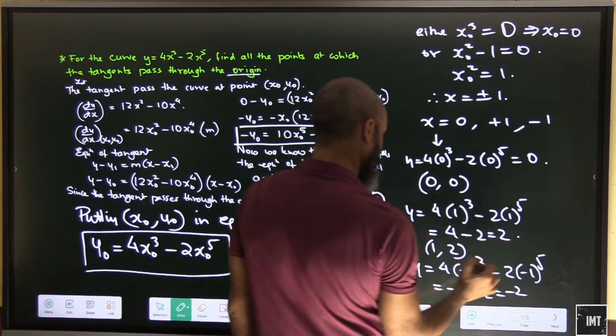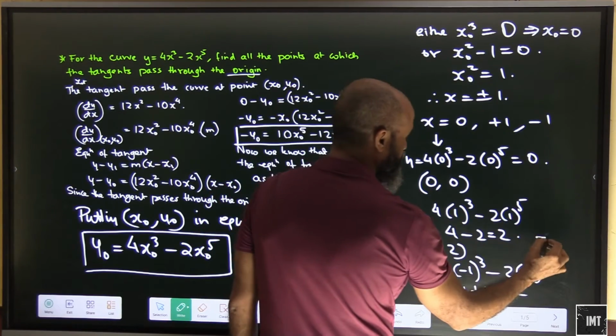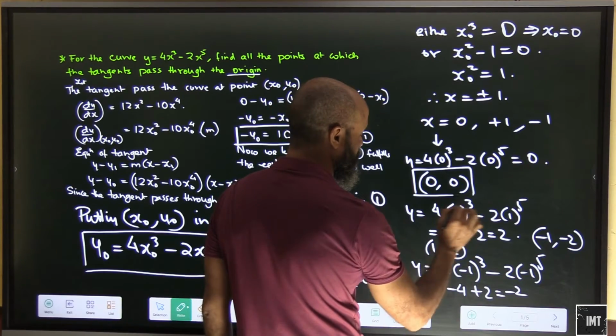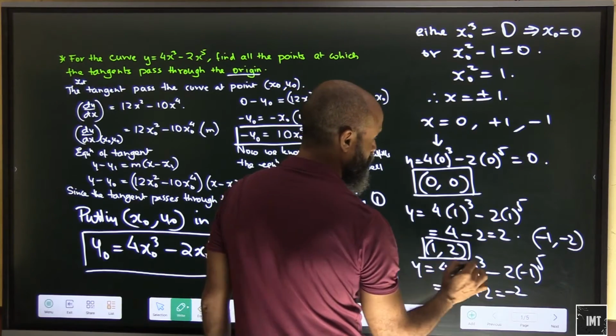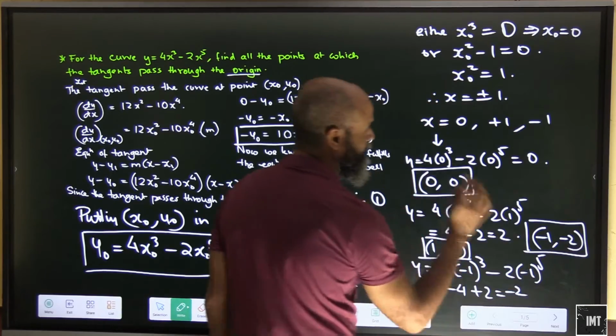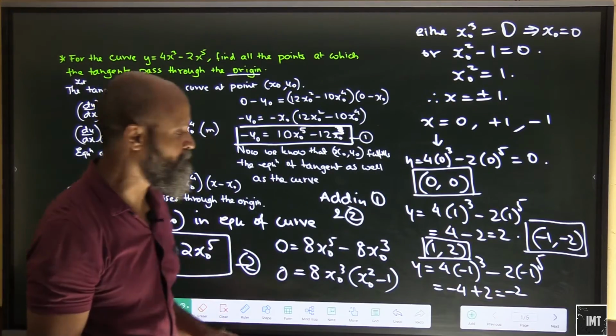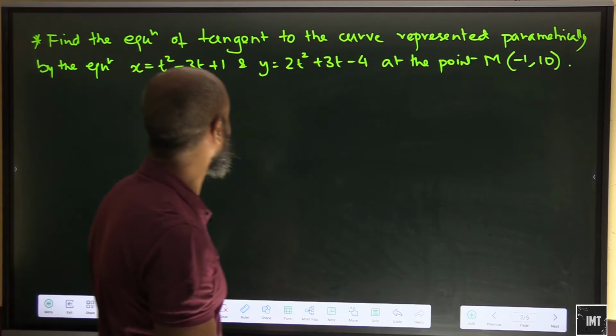So this is basically how much? Minus 1, minus 2. So these are the 3 points: 0 0, 1 2 and minus 1 minus 2. These are the 3 points out here from the curve. So that basically solves the problem. Okay, let's move on to the other one here.